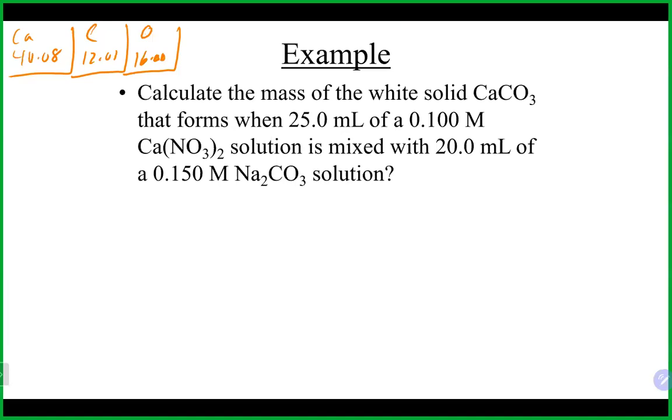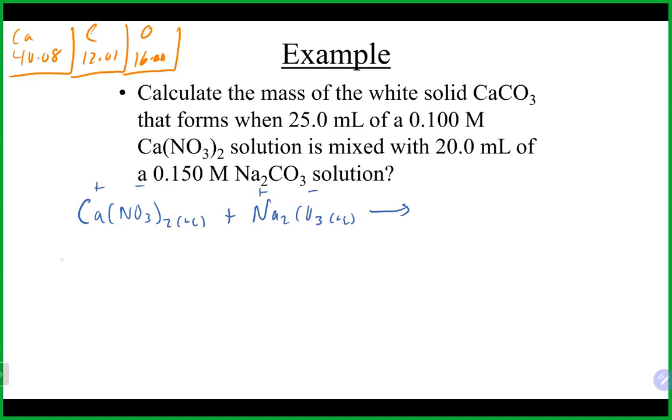Okay, so let's take a look, see how you're doing. So obviously here we need to start with the equation. We want to calculate the mass of calcium carbonate that's formed, so that's definitely a product. When we mix calcium nitrate, that is going to be a reactant, with some sodium carbonate, which will also be a reactant. Once again, this should be a double displacement situation. We're going to switch partners.